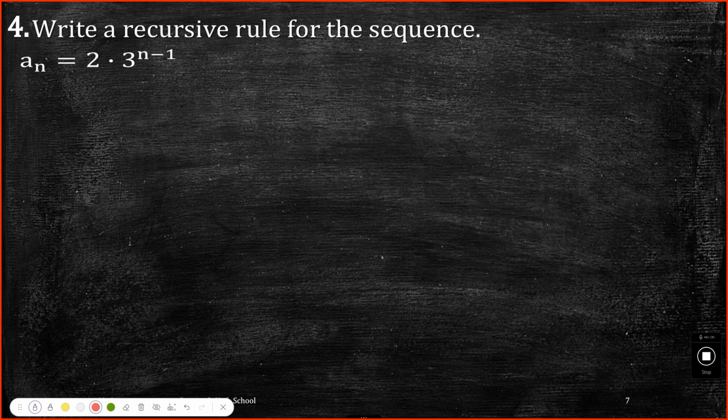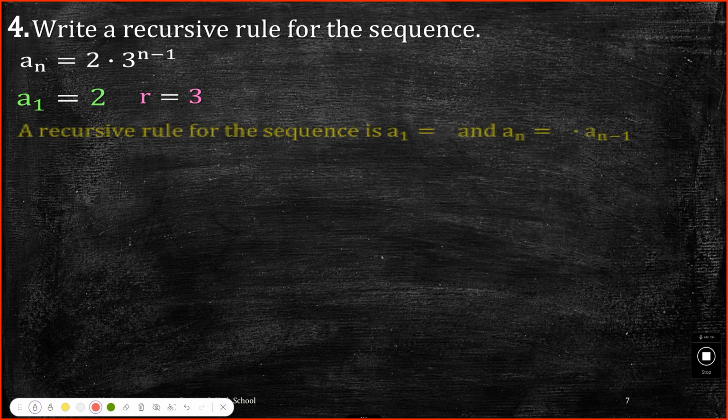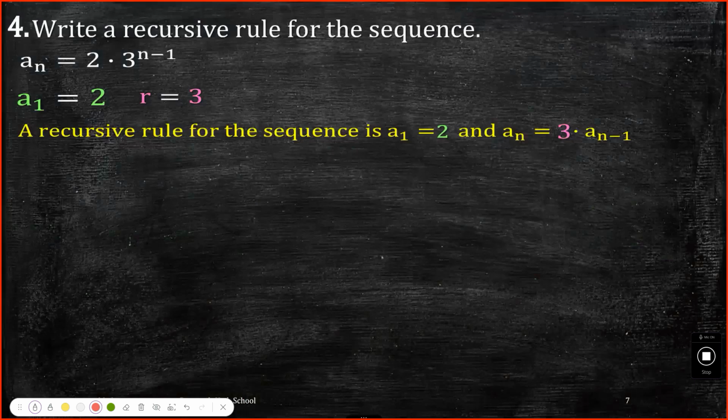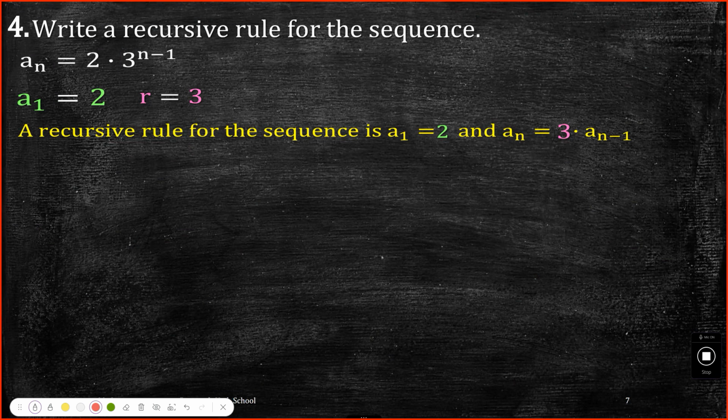Let's see. We got this. A1 is 2. r is 3. A recursive rule for this sequence is that A1 is 2 and A sub n is equal to 3 times A sub n minus 1. Okay, good.